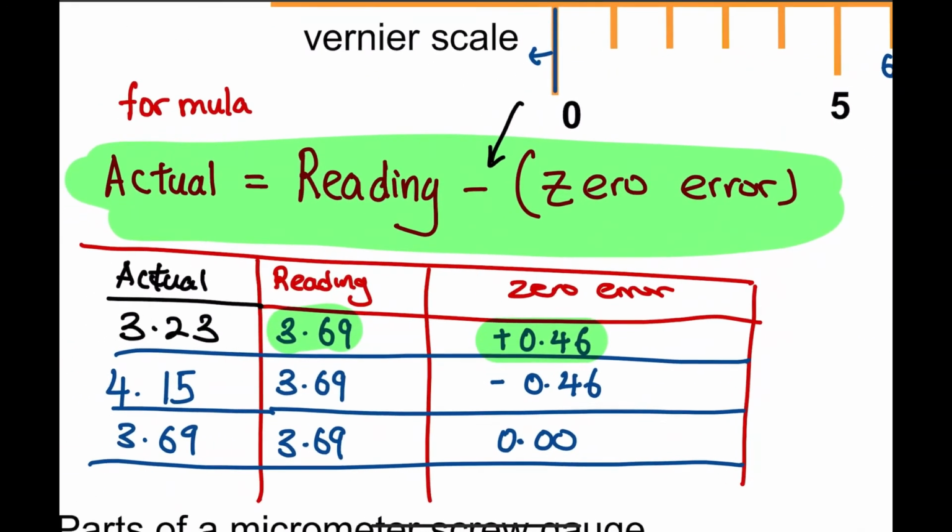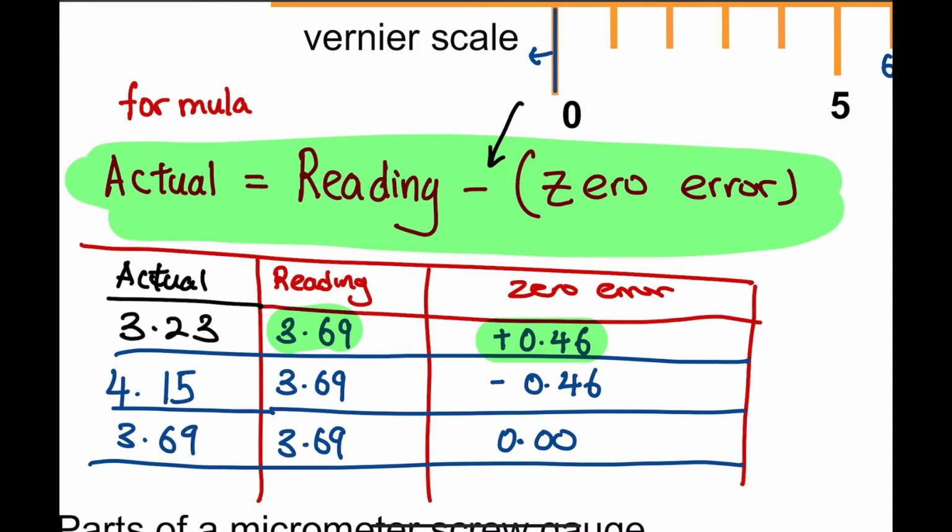Okay, the formula we use to find the actual reading of a vernier caliper is: actual is equal to reading of the final measurement minus the zero error. So let's say for example I have a reading of 3.69 and a zero error of positive 0.46. 3.69 is my reading, 0.46 is my zero error. Actual is equal to 3.69 minus 0.46, which gives me 3.23.